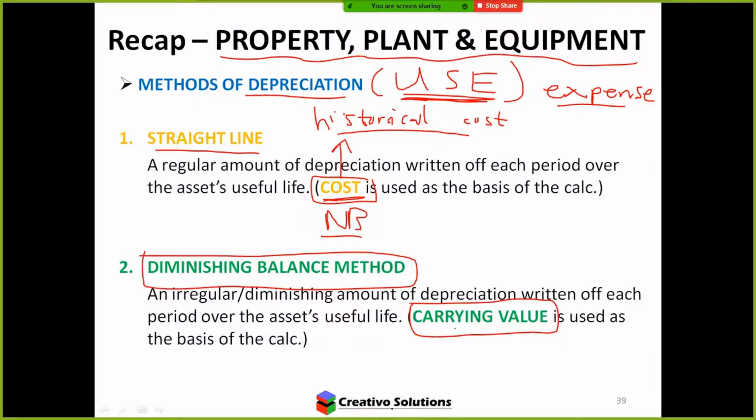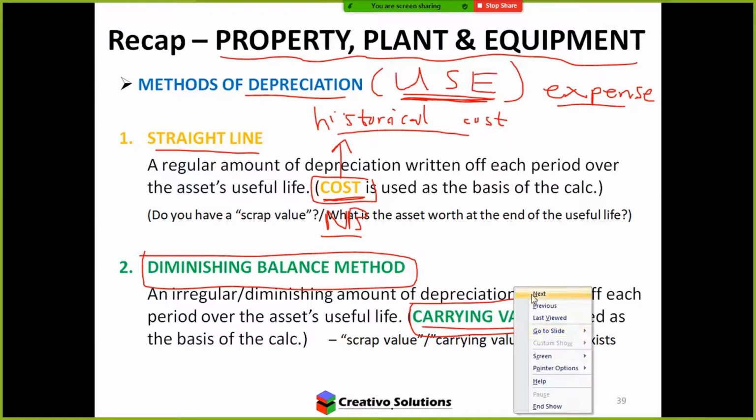And it's straightforward because think about it. Carrying value, what happens to the carrying value over time? It changes. Do you still remember the formula for carrying value? It would be cost minus accumulated depreciation. Nice. Good job. Well done.